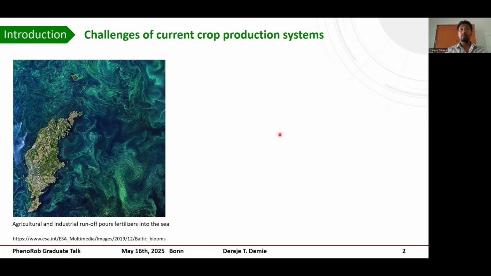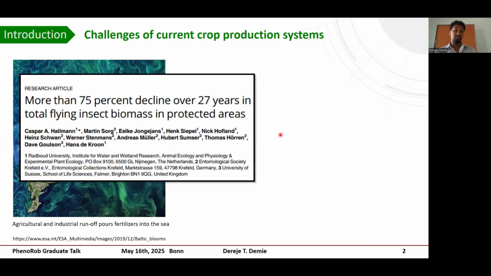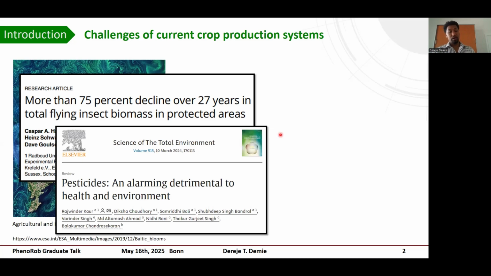Not only that, those chemicals also have a detrimental effect on terrestrial insects. This is a famous paper published 3 years ago, which stated that 70% of insect biomass declined over 27 years in protected areas. Pesticide also poses a health risk to animals and even to humans. So if the same trend of crop production continued, it would compromise the survival and well-being of the future generation.